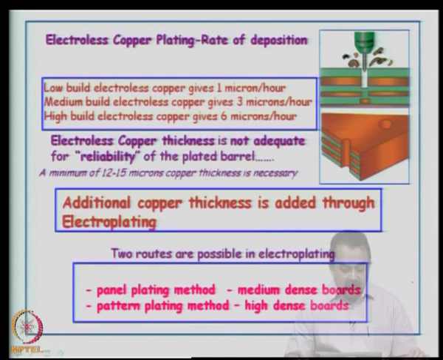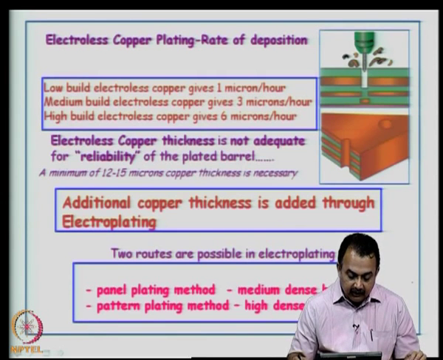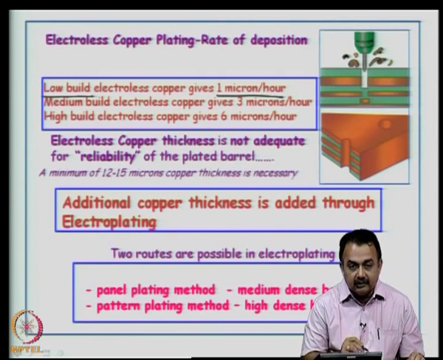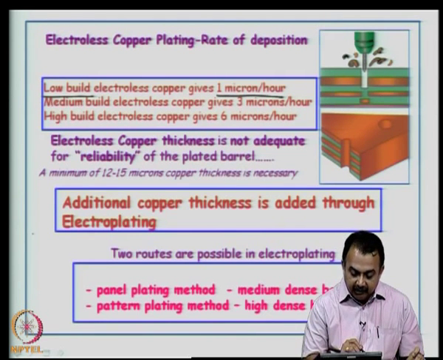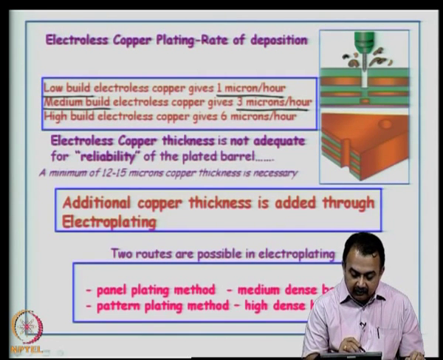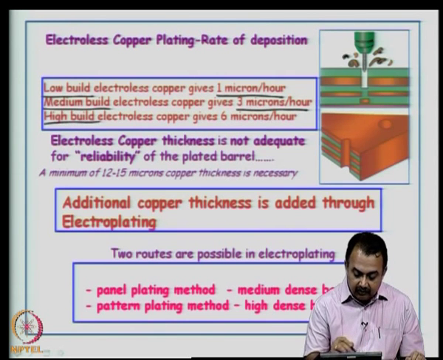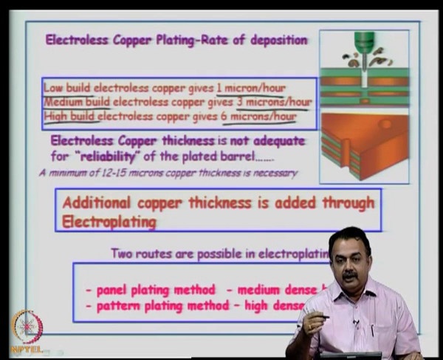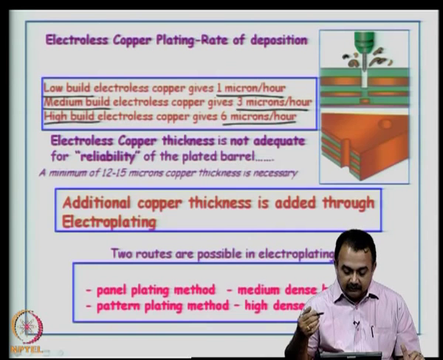So, electroless copper plating, the rate of deposition we will look at. You have what is known as a low build electroless copper, which will give you about 1 micron per hour, very slow plating process rate. Medium build gives you about 3 microns per hour rate of deposition. High build electroless copper gives you up to 5 to 6 microns of copper. So, it is a very slow process, and you need to have good control over process conditions. Example, good agitation, good temperature maintenance, shelf life, concentration analysis of the solution, and so on.